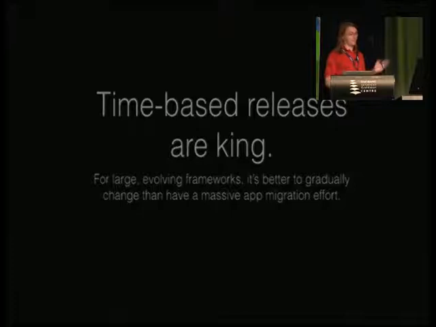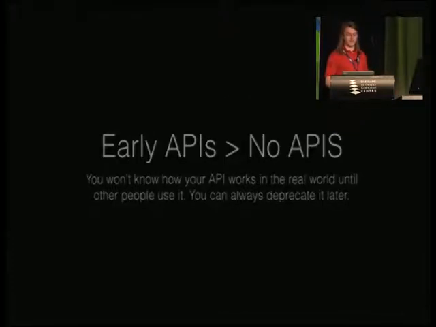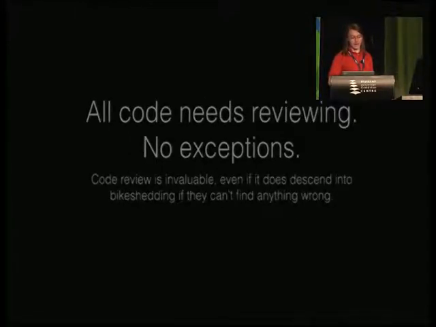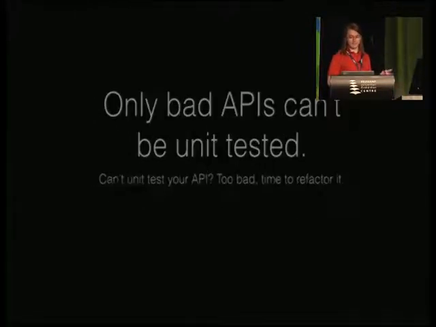Time-based releases are king. We go by years, so 14.0 is the first release in 2014. It's better to release the APIs in an early raw format than not at all. Everything needs tests, and everything needs reviewing. And only bad APIs can't be unit tested.